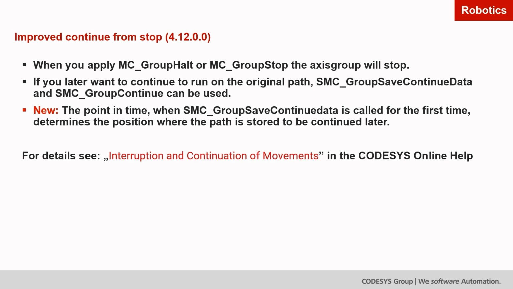What is new now is that it is more flexible regarding the track resumption point, which is typically either the point where we started with the deceleration or where we have completed it. And the position can now be influenced by the application with the point in time when this function block SMC group save continue data is called. Further details can be found in the online help.